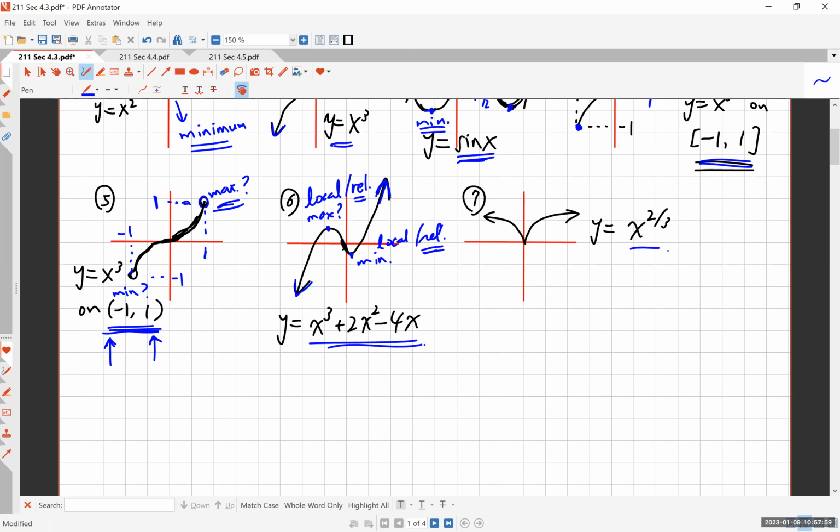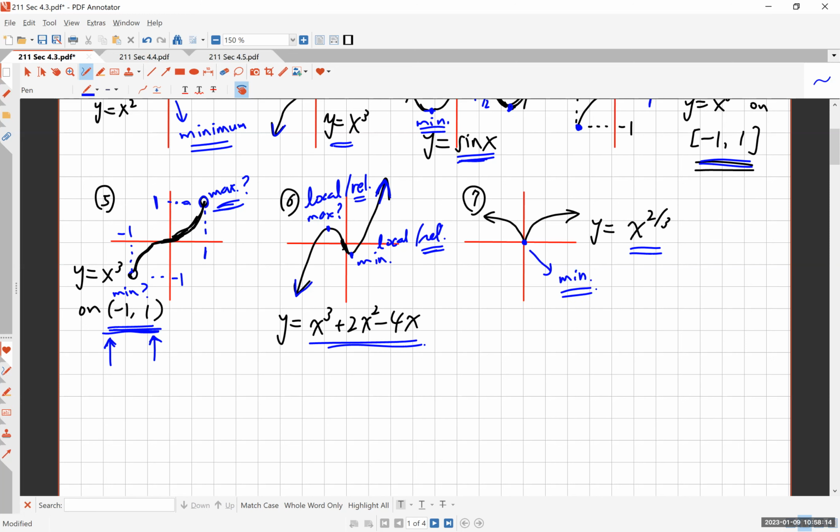Finally, we have x to the 2/3 power. This is an even function. There is a sharp point here. Sharp point? Yeah, the function is not differentiable at this point. But can we still call this a local minimum or absolute minimum?